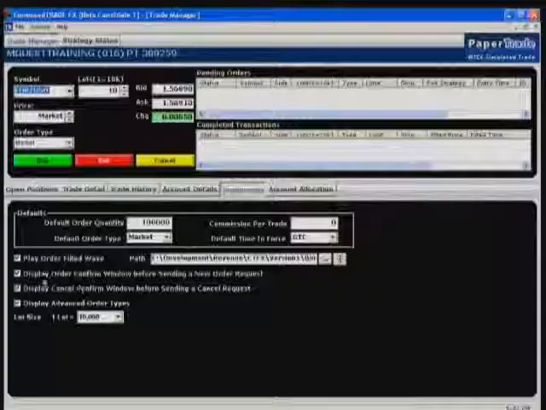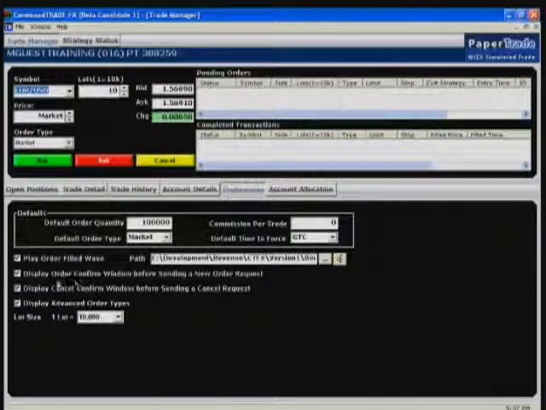Keep following my mouse here. Display order confirmation window. Again, that has to do solely with manual order entry. Display advanced order types. Remember, I talked about those advanced order types. It's important to get a handle on that. And then your lot size. This is where you can customize whether you're trading a mini account or you're trading a larger size account. Whether you're hopping in with $100 trades or you're hopping in with $1,000 trades, and so forth. So that's where you customize that area.